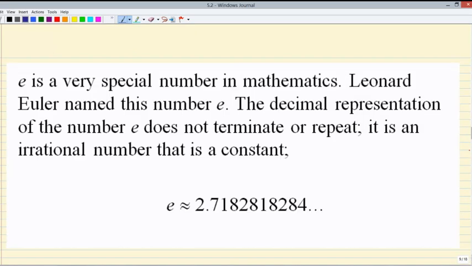E is a very special number in mathematics. They don't tell you why, they just tell you it's special. It's named after Euler or Euler, depending on your pronunciation and dialect. And it represents 2.7. So every time you see E, think of 2.7. It's an irrational number like pi, which means it never ends and it never repeats. So E is kind of cool like pi.